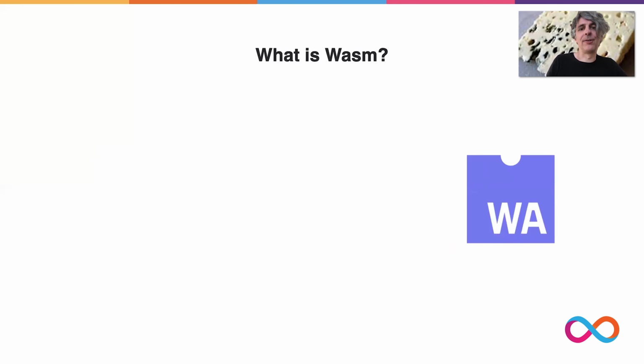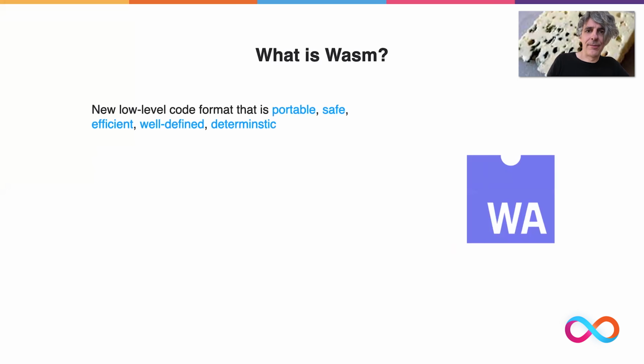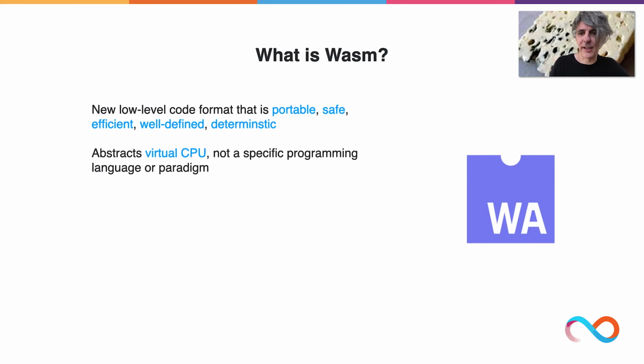So what is WebAssembly, usually also called WASM, because that's shorter and because the whole name WebAssembly is a misnomer anyway. So probably most of you are familiar with that. WebAssembly is a new, low-level code format that is designed to have all these nice properties: being portable, being safe, being efficient, but also, interestingly for our domain, it's well specified and has a deterministic semantics, mostly deterministic anyway.